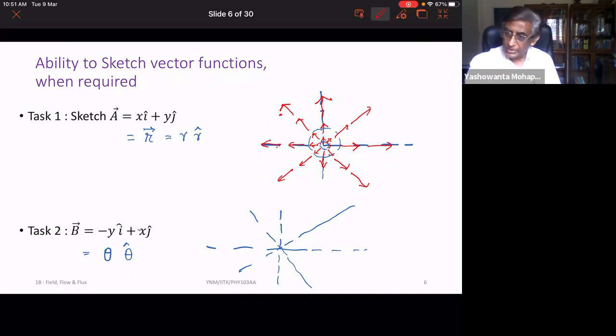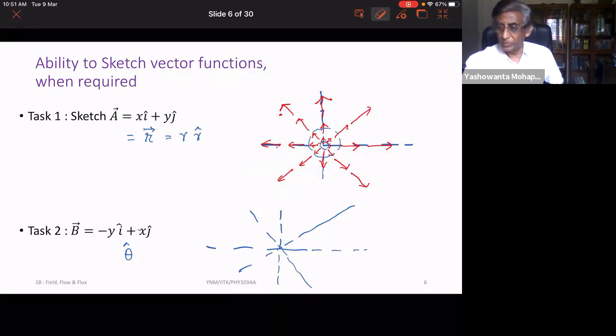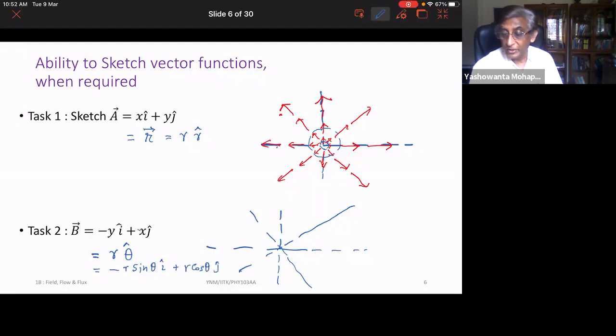Sorry, I already had made a mistake. This is r, because the magnitude is still r, the square root of y square plus x square. As r increases, the length increases as we go away, but it is pointing in the theta direction. Because you could write this as minus r sine theta i plus r cos theta j. If you take r as common, then it is r times minus sine theta i plus cos theta j, which is nothing but theta hat.